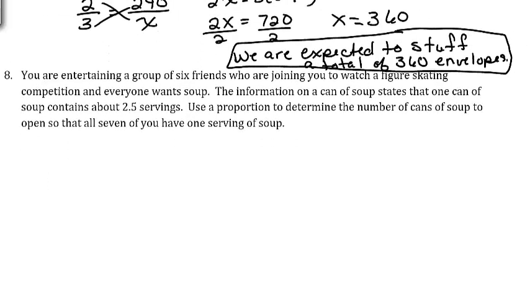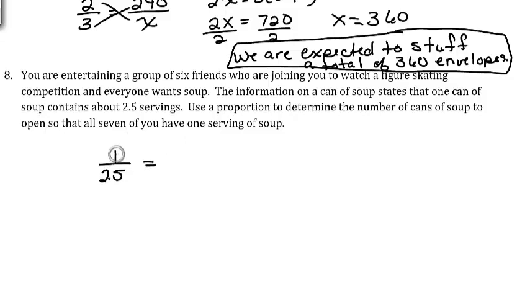You are entertaining a group of 6 friends who are joining you to watch a figure skating competition, and everyone wants soup. The information on a can of soup states that 1 can of soup contains 2.5 servings. Use a proportion to determine the number of cans of soup to open so that all 7 of you have 1 serving of soup. So each can of soup has 2.5 servings. So 1 can of soup has 2.5 servings.